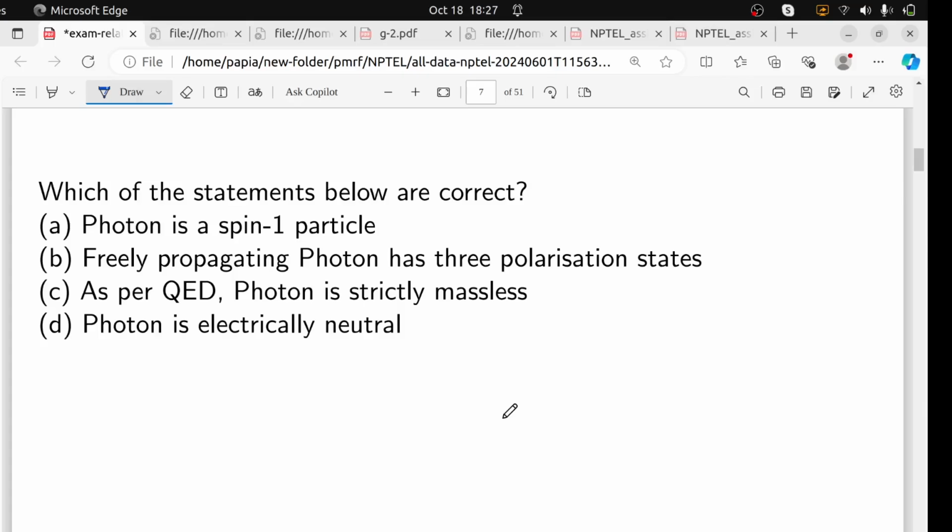Because you can see that among these 50 questions, I think most of the questions were related to MSQ only, right? So MSQ was there, where more than one answer should be correct. So that's what I mentioned here. Which of the following statements below are correct? There are 4 options. One is correct.